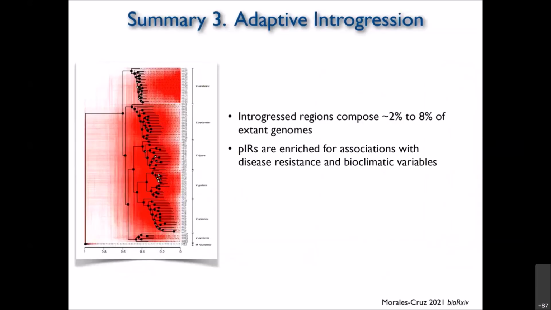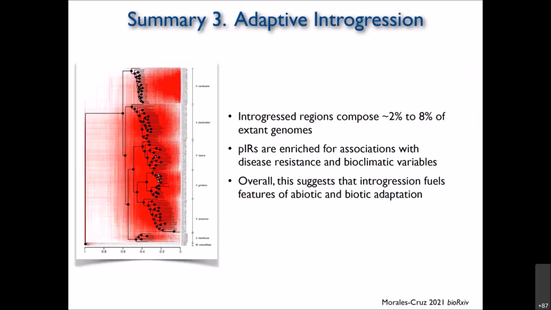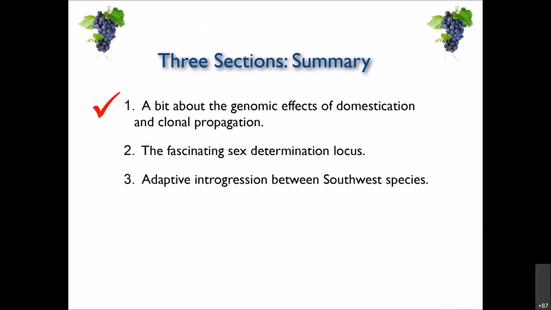So to summarize, the introgressed regions compose from 2 to 8% of extant genomes. There are some kinds of problems in the way we did this, but we do know that they seem to be enriched for disease resistance and bioclimatic variables, and overall it suggests introgression fuels abiotic and biotic adaptation. So, sorry, I'm going on too long. That's our third section. And hopefully you can see that what I really want you to take home from this is that there are some really interesting things in this genus.